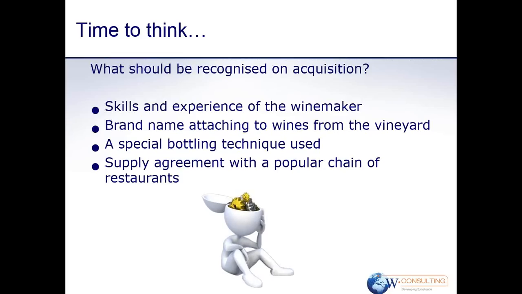In the first one, skills and experience of the winemaker. Although they could represent a benefit, the fact that the acquirer now has access to the skills and experience of the winemaker, generally speaking, there's no way to control those skills and experience. Presumably, the winemaker could leave the employ of the business at any point in time. And so on that basis, it would not ordinarily meet the definition of an asset, given that the entity is not able to control the access to benefits. So we would argue that it should not be recognized as part of the acquisition, because it would not meet the definition of an asset.